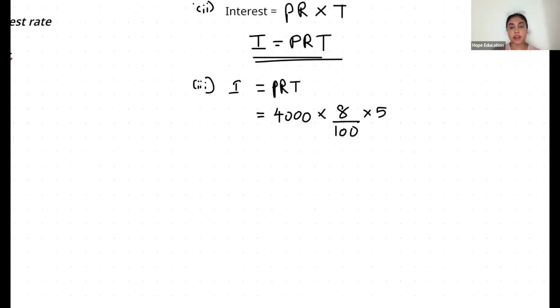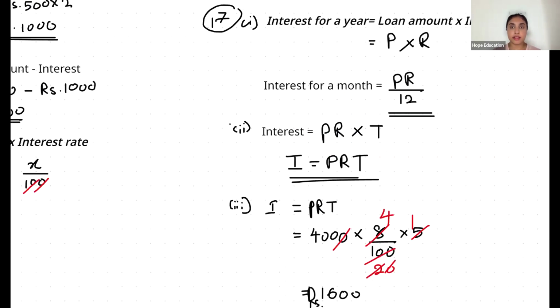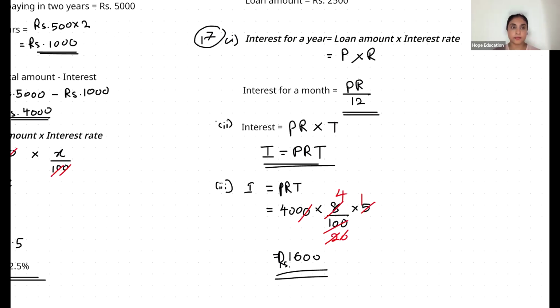So 5 times 1, 5. 5 times 2, 10. 0, 0, 0. 2 times 1, 2. 2 times 4 is 8. So 4 times 4 is 16. 2 zeros. So interest is 1,600 rupees. Is this clear, Lamai? Okay. Again, I'll set a timer for 1 minute for any recorrections. Then let's move on to the next homework.